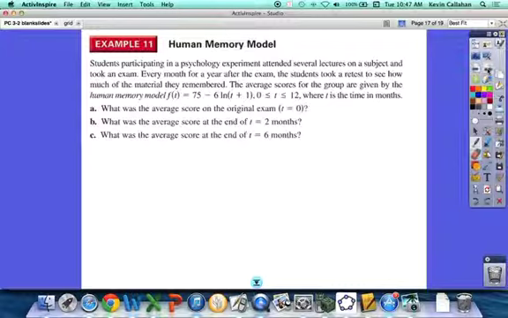This one says students participating in a psychology experiment attended several lectures on a subject and took an exam. And every month for a year after the exam, the students took a retest to see how much of the material they remembered. The average scores for the group are given by the human memory model. F of t equals 75 minus 6 ln of t plus 1, where 0 is less than or equal to t, less than or equal to 12. T is the time in months.